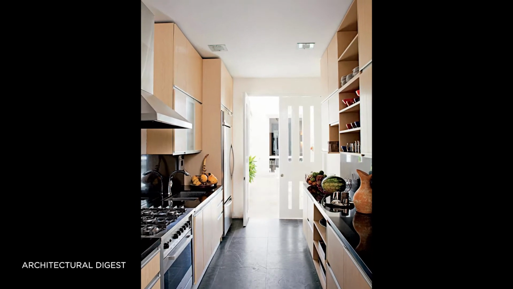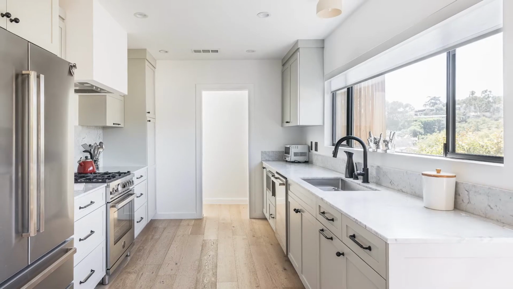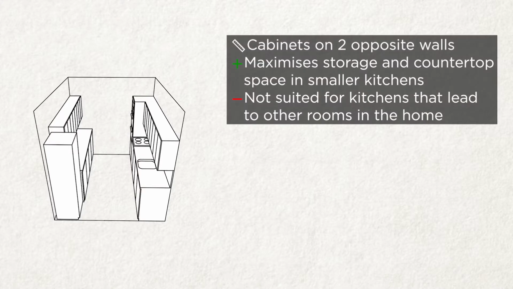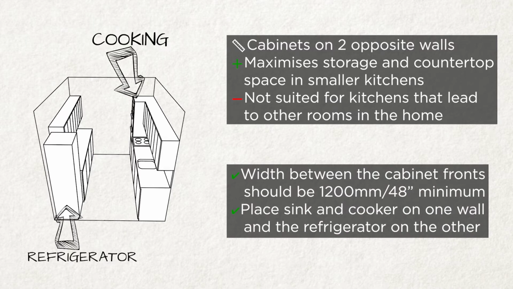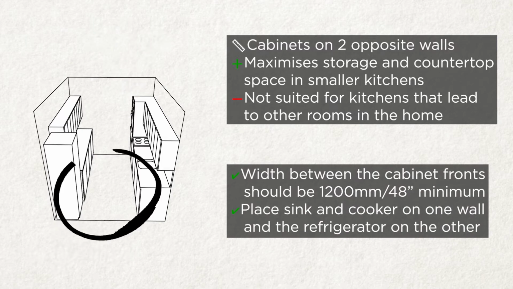Type 2, the galley kitchen. This is like doubling up a straight run kitchen from type 1. It works well in a space with 2 walls where cabinets can go. Putting the refrigerator on one side and the cooker on the other works well in a galley kitchen, but make sure your room is wide enough, especially if the kitchen will be a thoroughfare to other spaces.